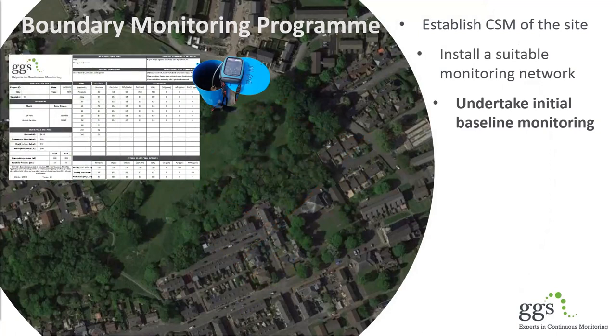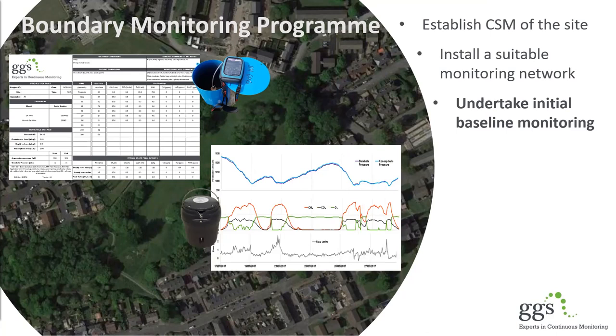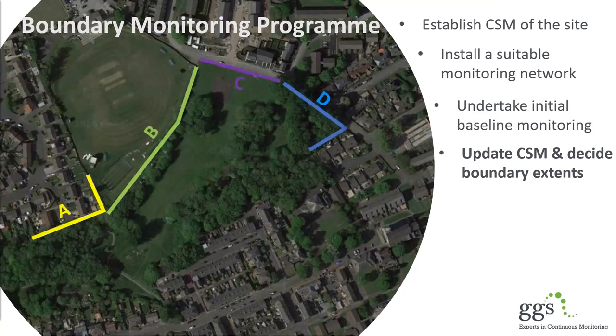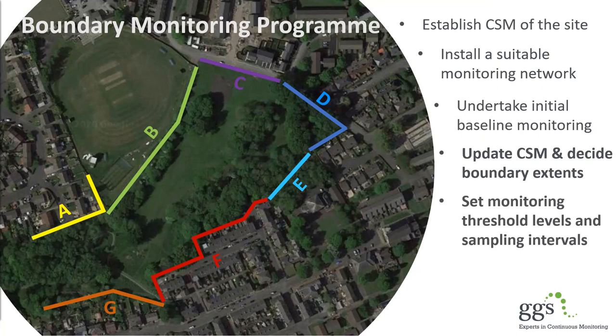It might be initially that you think you can get enough information from periodic monitoring to build that picture up. It might be that as a result of that, you feel that we need some continuous monitoring to help understand what the background is ahead of development, so that if you do change the regime on site, you're not making it worse for those receptors further out. Once we've got that information, we update the CSM and decide boundary extent. In this case, we've split this up into several boundaries, A through G, based on the conceptual site, but principally through what the receptor sensitivity is on the boundaries. And then we have to decide what the monitoring thresholds are for each of those boundaries.